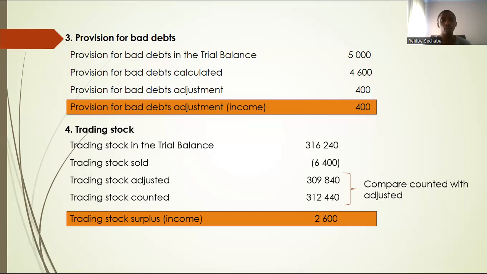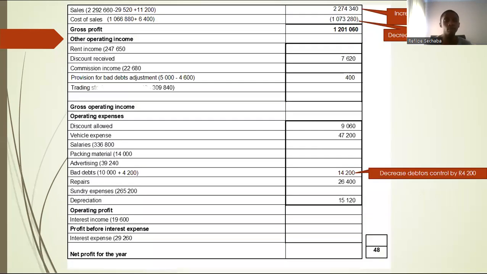So this is how we're going to deal with our trading stock. We know that trading stock surplus, let me just deal with that and finish it. So I'm going to go to my income statement. On my income statement, I'm going to have trading stock surplus. My trading stock surplus in this case, which is 2,600, falls under income.